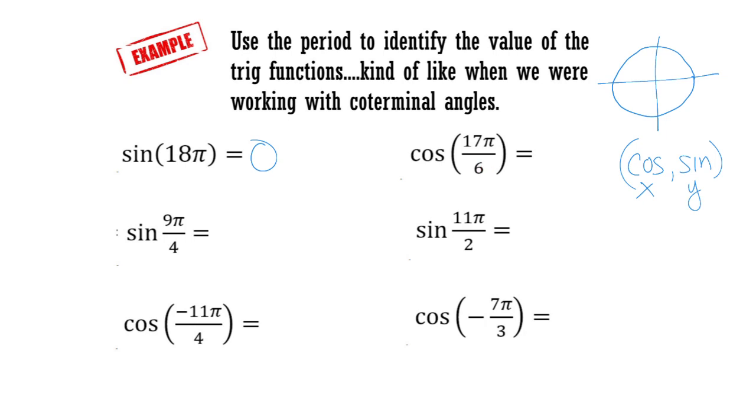17 pi over 6. That's a lot of 6. I could start counting this out to 17, but I don't really want to do that, so I'm going to shortcut it. I know that this would be 6, 6, because that's 1 pi, which means this is 12, 6.